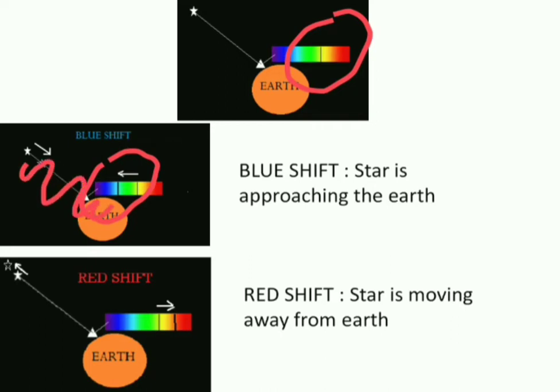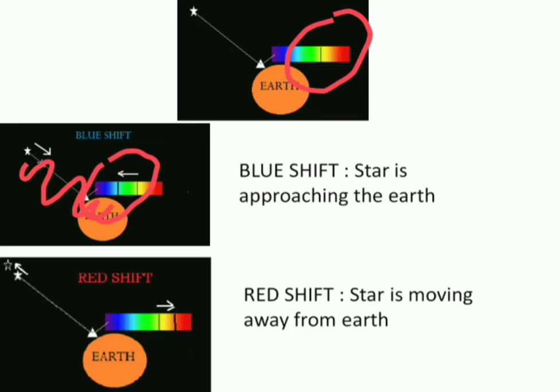If wavelength is decreasing, that implies the star is approaching the Earth. So a decrease in wavelength implies an increase in frequency. If frequency is increased, we say that it is experiencing a blue shift. Blue shift implies that the star is moving towards the Earth.